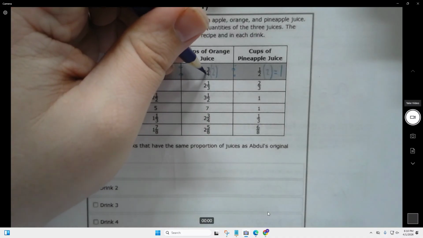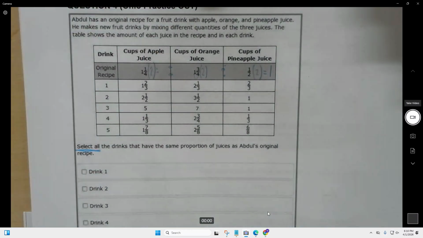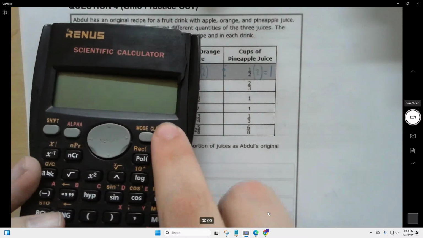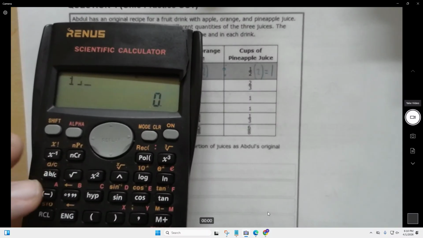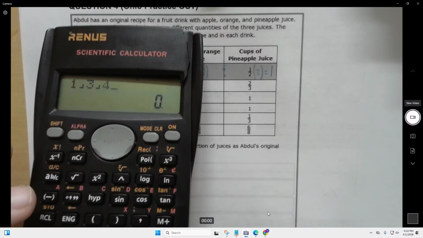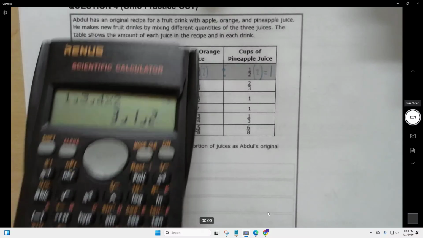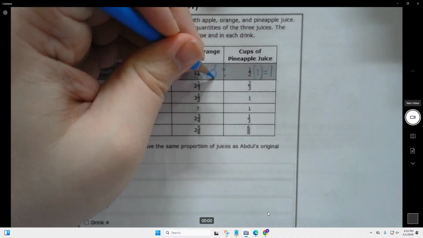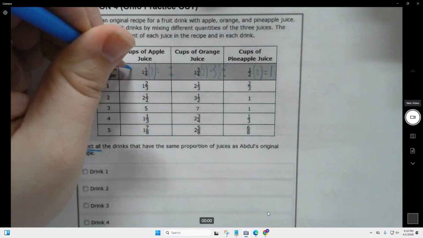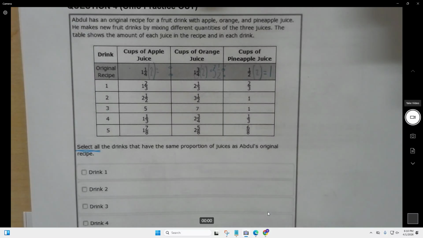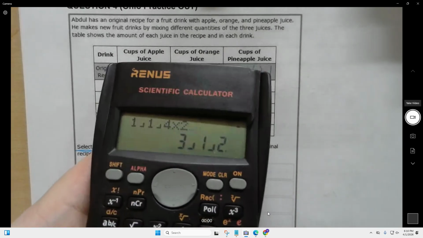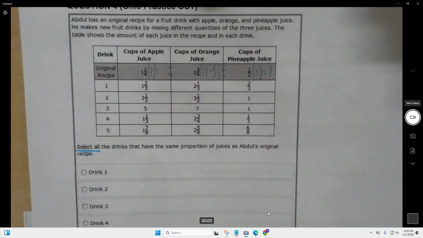would be, let's see, actually, I believe we're allowed to calculate it for this question. 1 3/4 times 2 would be 3.5. Finally, 1 1/4 times 2 would be 2.5.